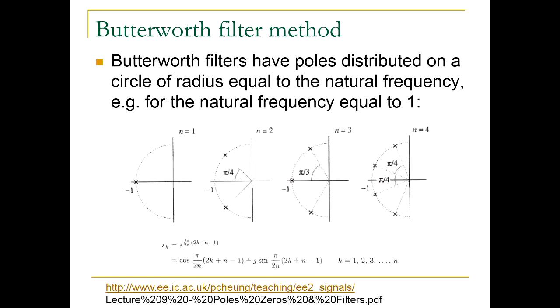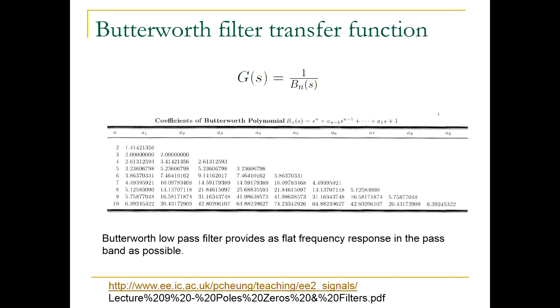As for how they are obtained, you divide this half plane into angles of a specific value. So for n equal to 4, this angle here is pi over 4. For order 3, the angle is pi over 3, etc. So if you know n and your natural frequency, you can quickly plot the locations of these poles. You can also look at the polynomial itself.